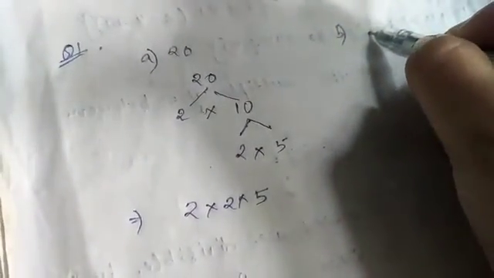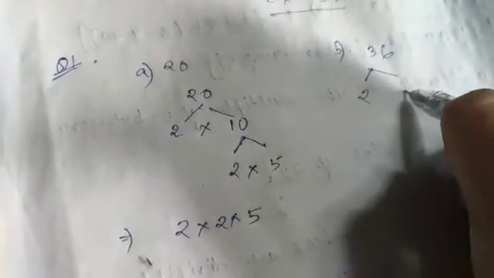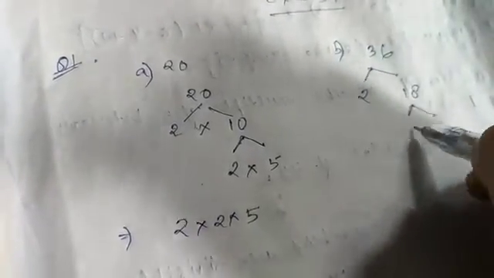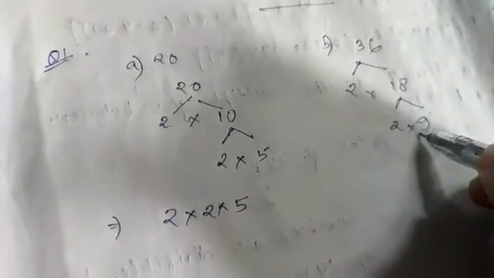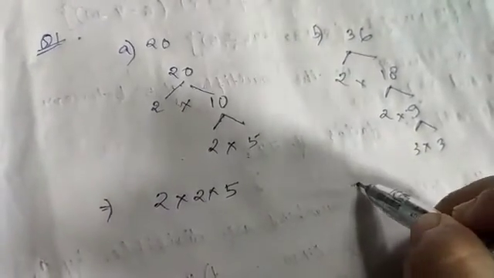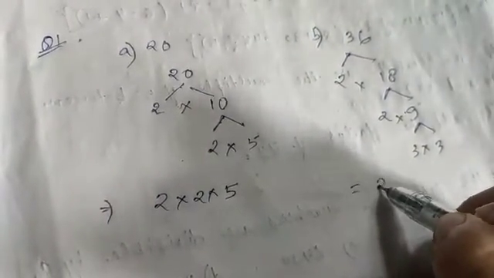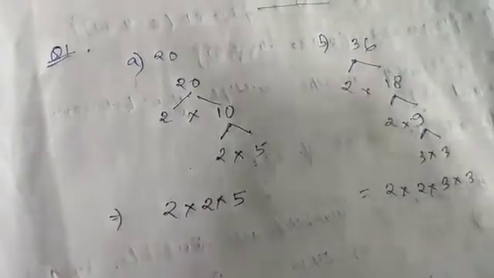Let's continue to B. This is of 36. It is again divisible by 2, that is 18. 18 is again divisible by 2, that is 2 into 9, and 9 is divisible by 3 into 3. So now what is your prime factorization? 2 into 2 into 3 into 3. Let's proceed to question number 2.